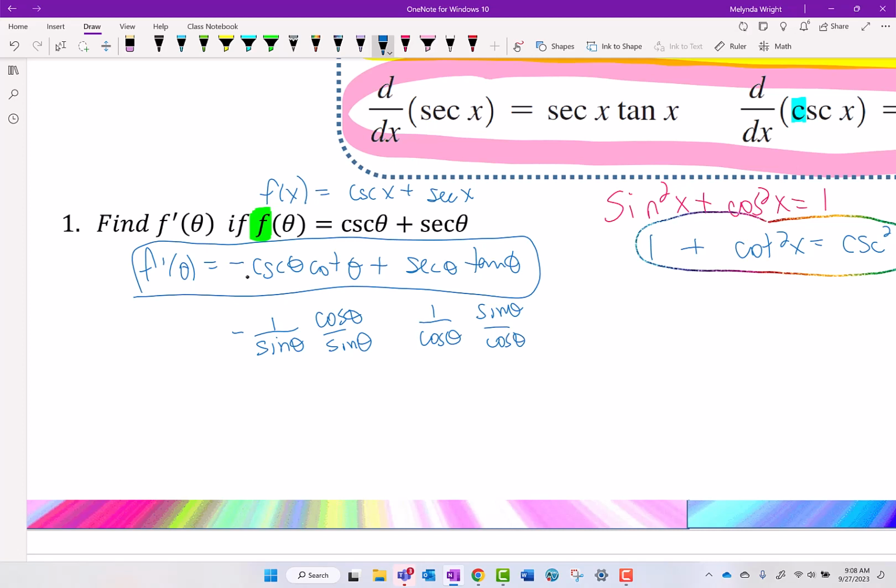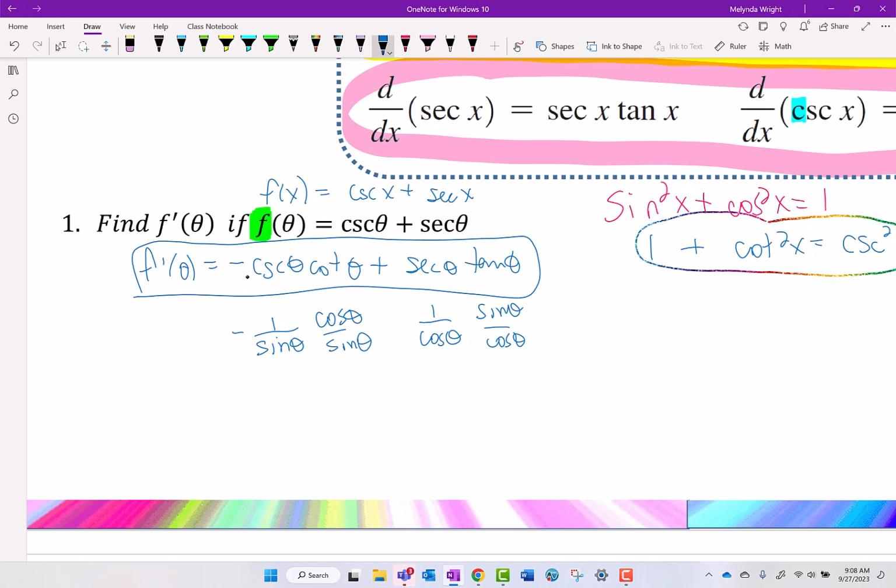Again, I'm not going to attempt to change the way they look in any way. I'm going to leave my answer as it is, but I just want us to recognize that they might have written the answer in a different way. Maybe they wrote it as negative cosine over sine squared plus sine over cosine squared. They might have. You see what I'm saying? So just recognizing the different ways to write trig is going to be important for us.